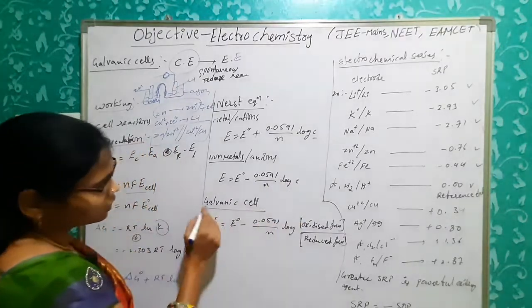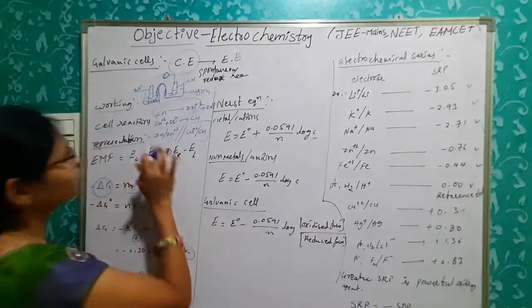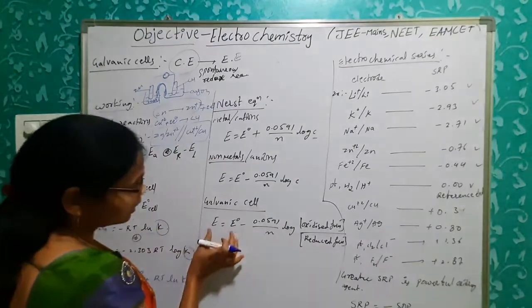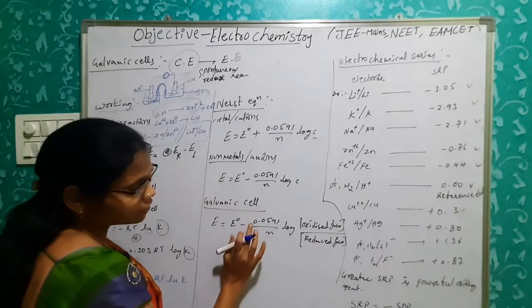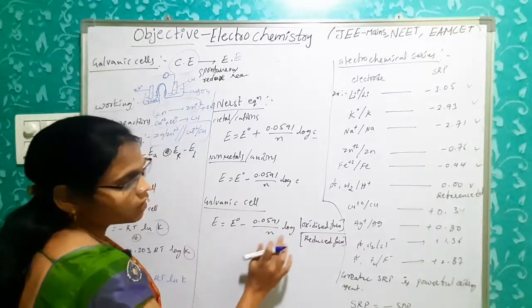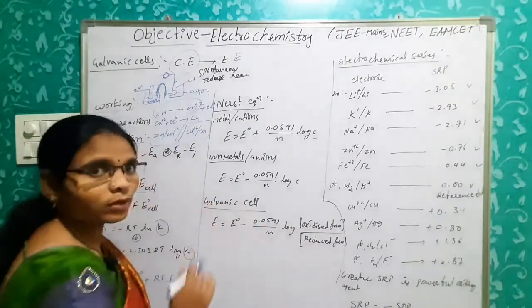For galvanic cells, two electrodes are present, no? So that's why E equals E naught minus 0.0591 by n log of oxidized form by reduced form.